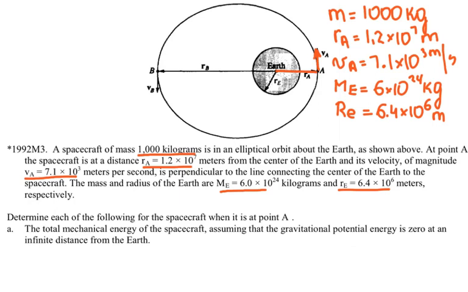The mass and the radius of Earth are given, and I wrote everything on the side for you. Determine each of the following for the spacecraft when it is at point A. In part A, they ask you to find the total mechanical energy of the spacecraft, assuming that the gravitational potential energy is zero at an infinite distance from the Earth.